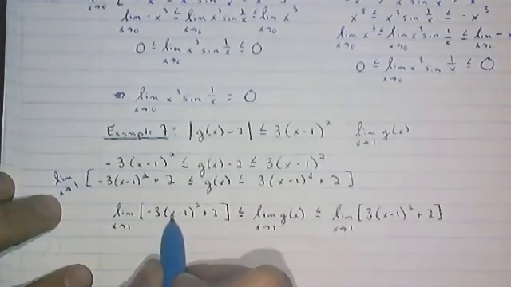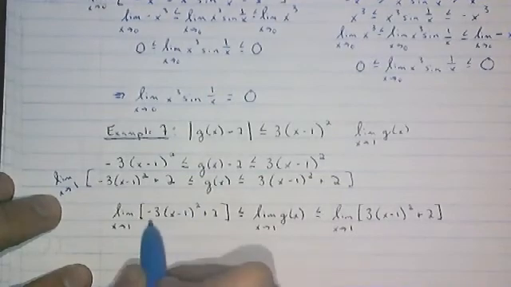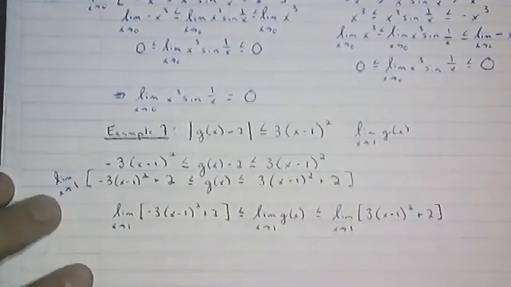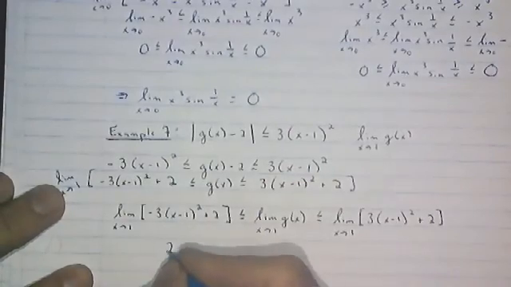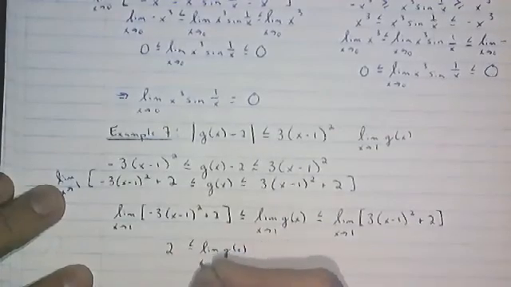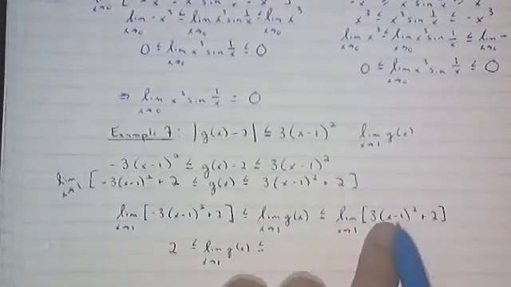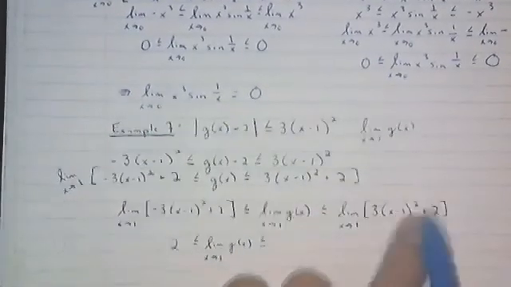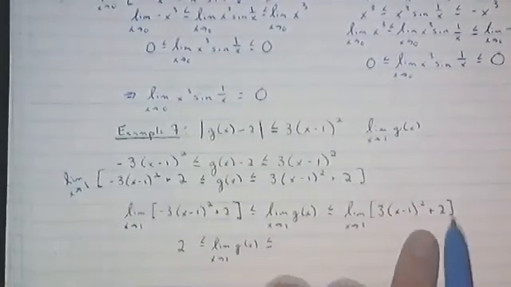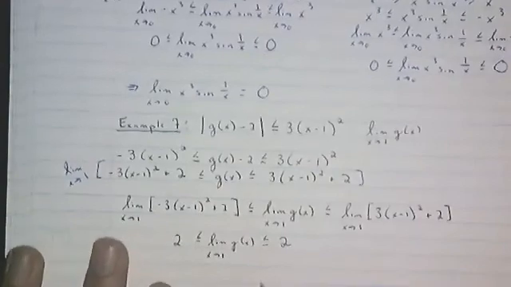Plug in a 1 here. What's 1 minus 1? 0. What's 0 squared? What's 0 times negative 3? What's 0 plus 2? Oh, I thought somebody was going to say 0. 2 is less than or equal to the limit of g of x as x approaches 1. On the right side, plug in a 1. What's 1 minus 1? What's 0 squared? What's 0 times positive 3? What's 0 plus 2? Oh, 2. Would you check that out?